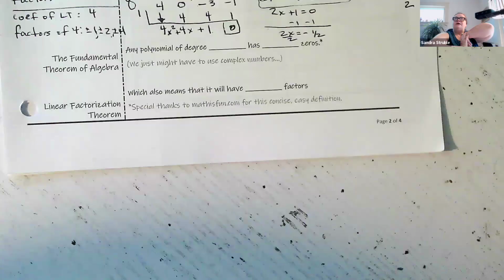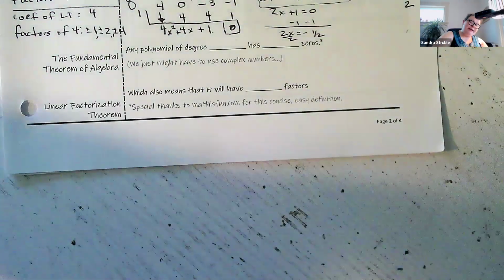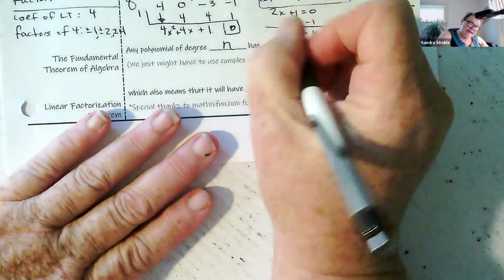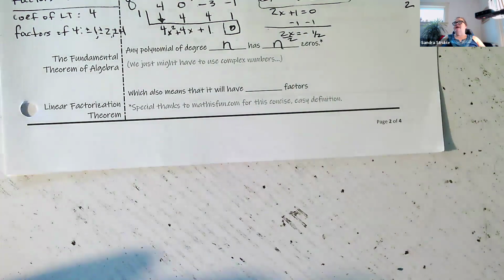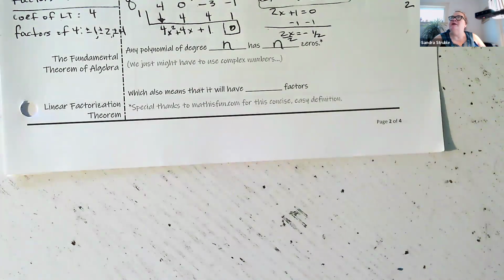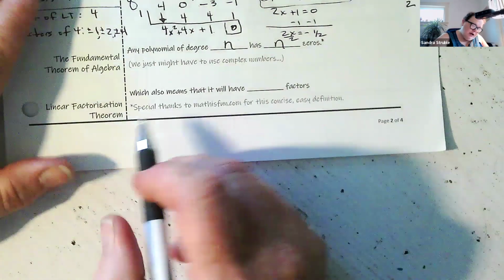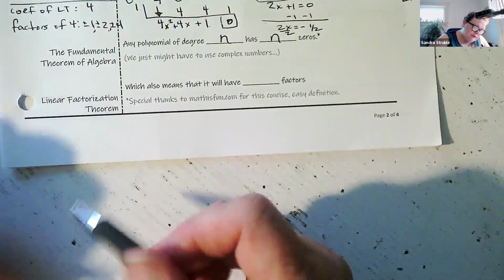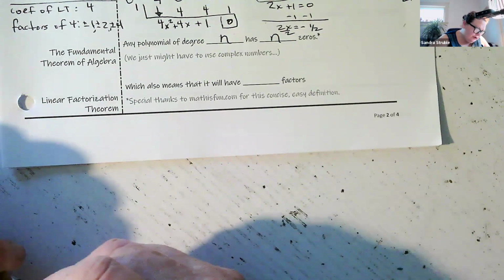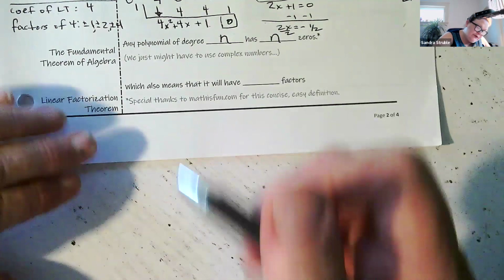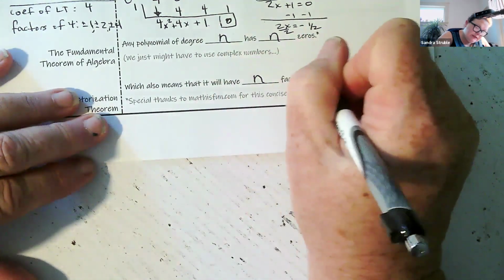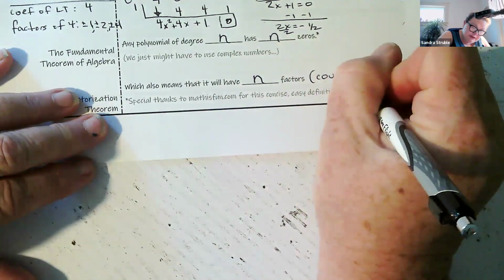All right, a couple theorems here. Any polynomial of degree n has n zeros. Now, we talked about before that degree is being represented by n, right? So it's going to have n zeros. We just might have to use complex numbers. All right. Linear factorization theorem, that was the fundamental theorem of algebra. Linear factorization theorem says that, what is it? Which also means that it will have n factors. And this is counting multiplicity. You always count multiplicity.